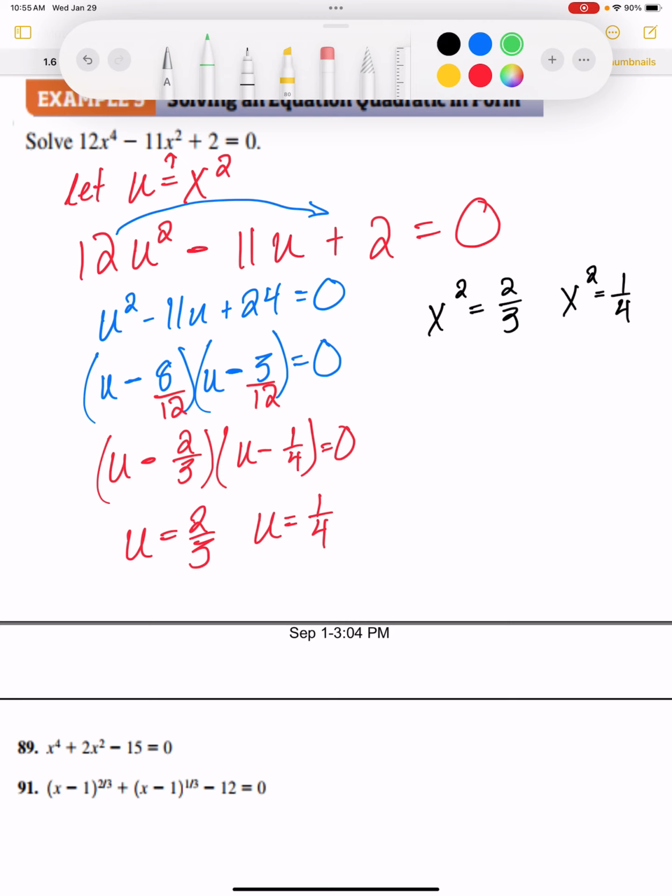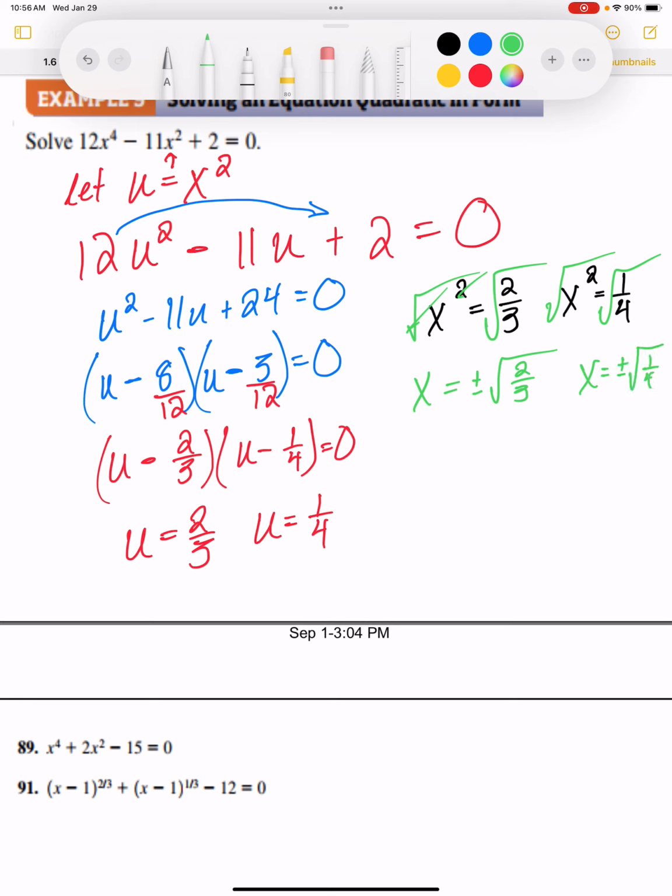Now, taking the square root of both sides, the square and the square root cancel, and I got x. Anytime I bring up the square root, I got to put a plus or a minus, right? And then 2/3 like this. Same thing over here. X, square root over here, square root over here. X equals plus or minus the square root of 1/4.